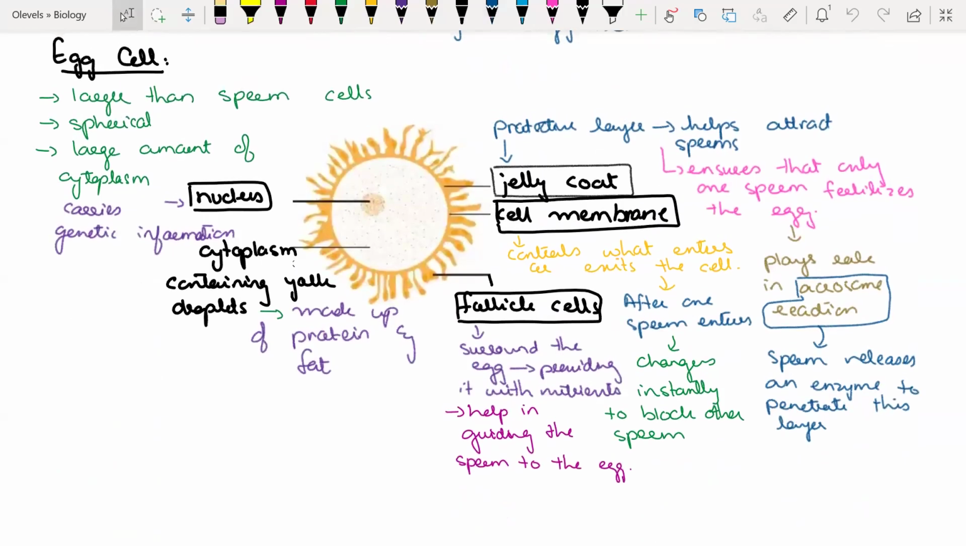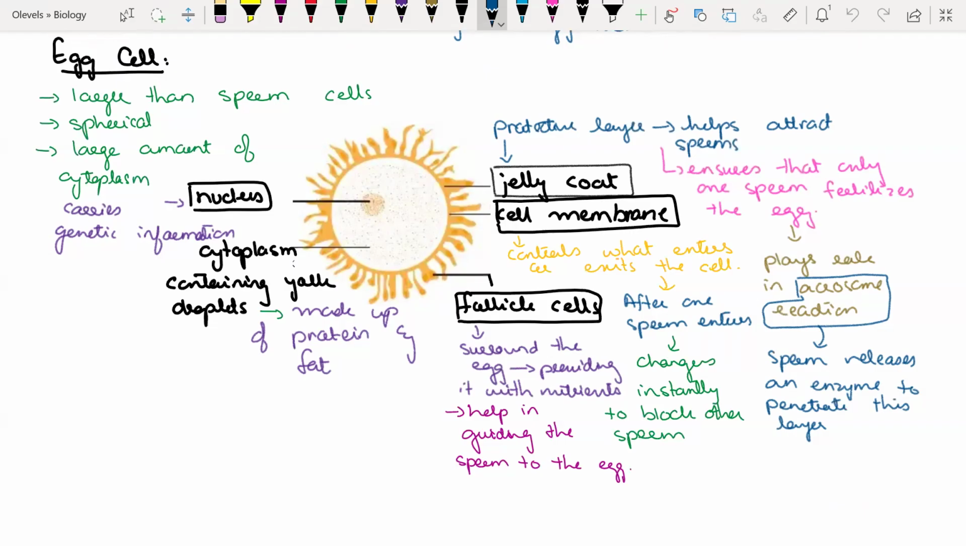Now, moving towards the egg cell. The egg cell is larger than the sperm cell, and mostly it is a spherical shape, right? And as it is larger than the sperm cell, it has more cytoplasm inside it, right? And then there are several parts of the egg cell. First, we have this nucleus inside it, right? Why do we have a nucleus inside the egg cell? That is for carrying the genetic information.